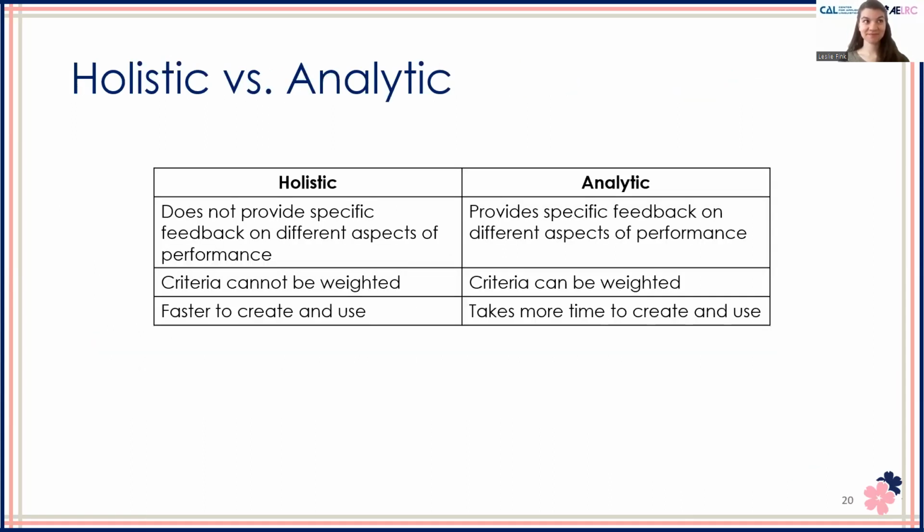All right, so this chart shows our comparison of holistic and analytic rubrics to help you decide which one is appropriate for your needs at different times. So holistic rubrics do not provide specific feedback on different aspects of performance, while analytic rubrics do. Analytic rubrics also let you weight different criteria if you choose, which you can't do with a holistic rubric. However, holistic rubrics may be faster to create and use, while the specificity of analytic rubrics means they tend to take more time.